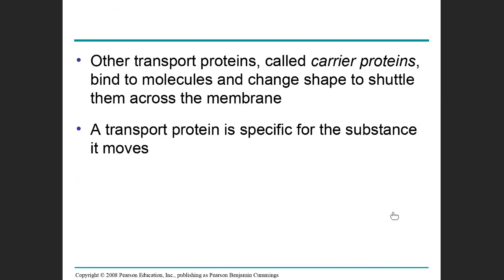There are other transport proteins called carrier proteins, which transport molecules across the membrane, but no energy is required. It's just that the carrier protein can interact with a molecule, causing the carrier protein to change its shape and allow it to move that molecule through the membrane. But no energy is required to do this. And those particular transport proteins are specific for whatever is being transported.